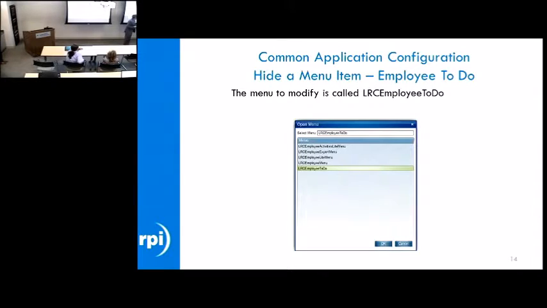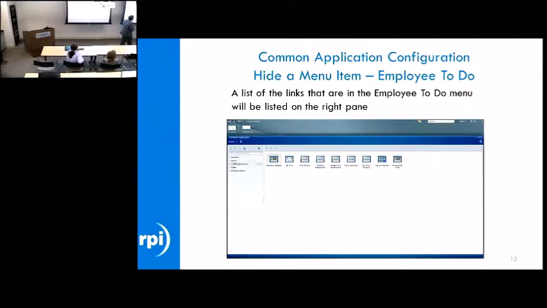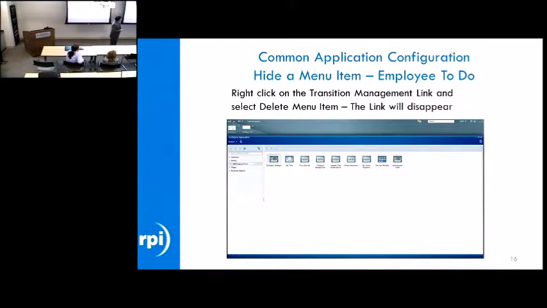Control-Shift left-click provides you with the name of the menu, which is LRC employee to do. So we want to click on that, click OK. And then it comes up with all of the links. These are just links right here. These mean there's another menu underneath it. So what we'll do is we'll find the transition management link. You probably can't read that, but trust me, that's transition management. And you right-click it and select delete, and then the link disappears. So it's that easy.